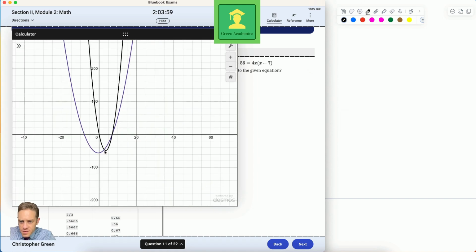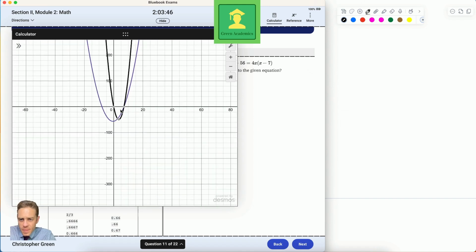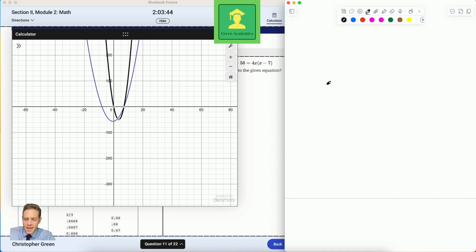So I see them intersecting at negative 2 2/3, right? So, I'm sorry, positive 2 2/3. So 8/3 and 7. So the sum of the solutions should be 8/3 plus 21/3, which is 29/3.